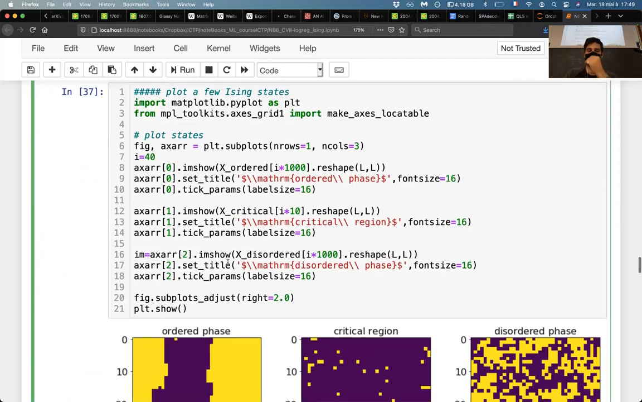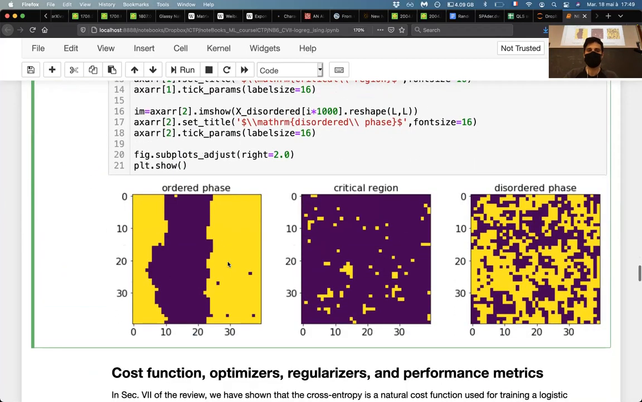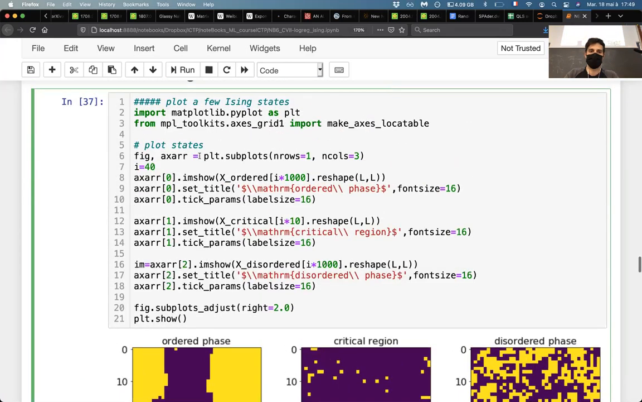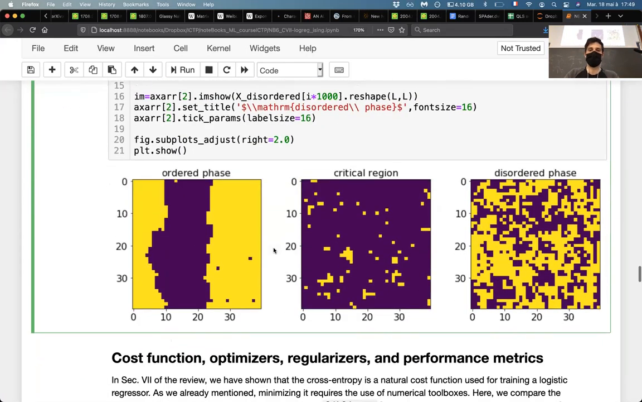Let's visualize. Okay, so here I'm plotting 3 configurations at different temperatures. Here is a configuration at low temperature. So that should correspond to an ordered state. And indeed, we see that we have large regions of spins that are aligned, okay? And we have a boundary between these regions, okay? So we have order.